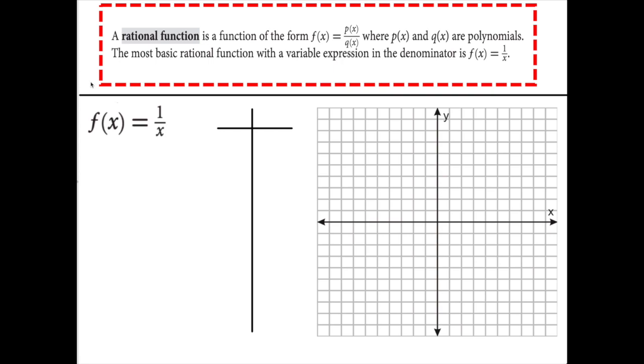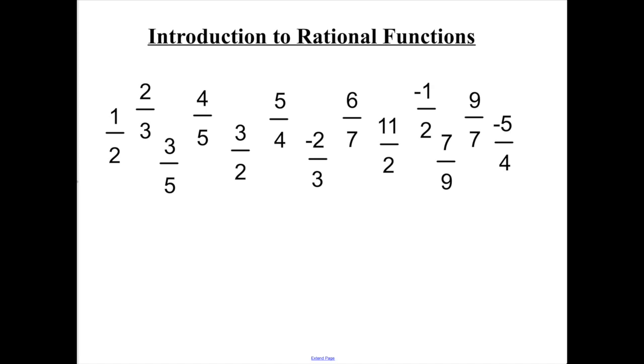Okay, so what is a rational function? Well, a rational function is a function of the form f of x equals p of x over q of x, where p of x and q of x are polynomials. You may have been wondering in this slide, what is with all these numbers? Well, you might remember that these numbers are all called rational numbers because they're ratios of integers, right? 1 over 2, 2 over 3, negative 2 over 3, and so on.